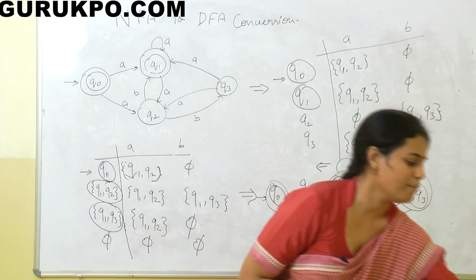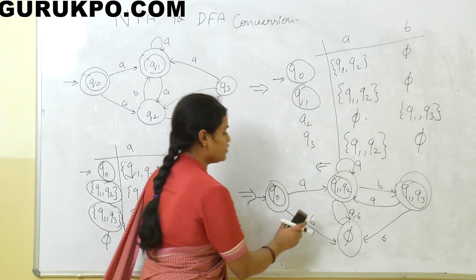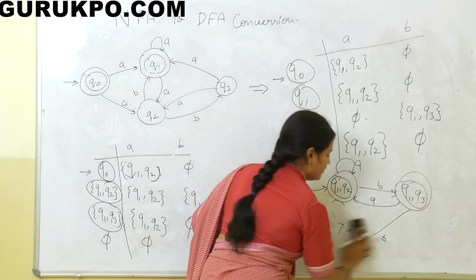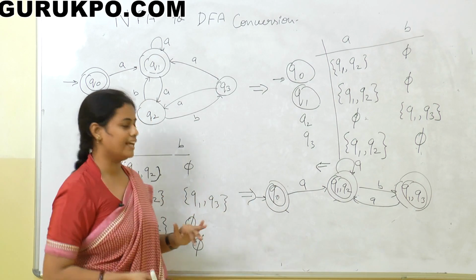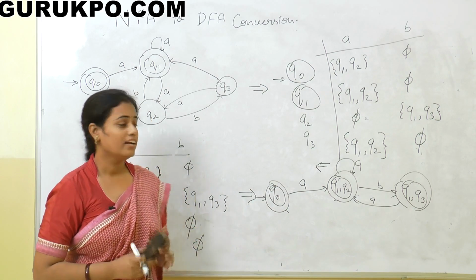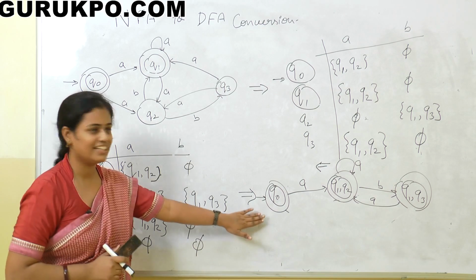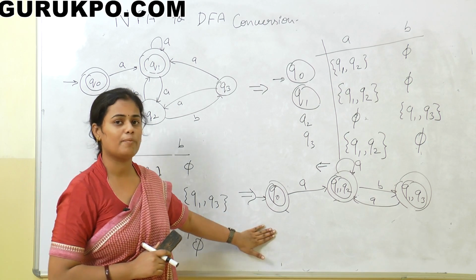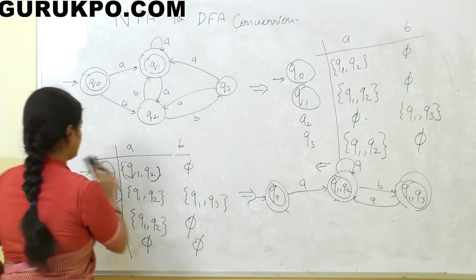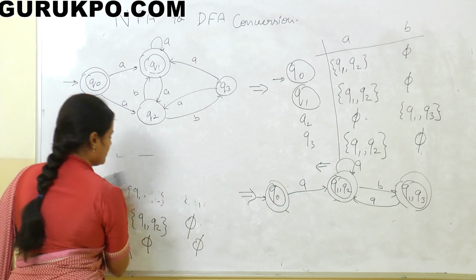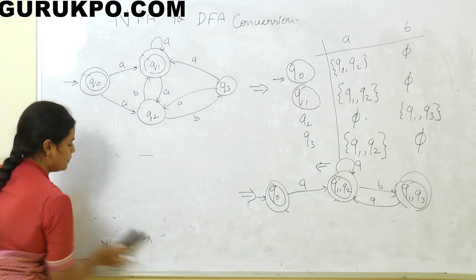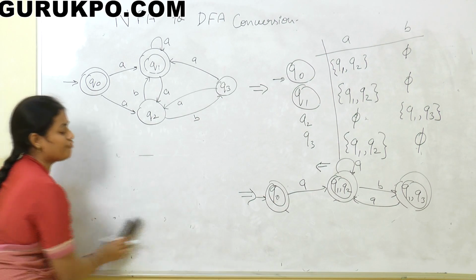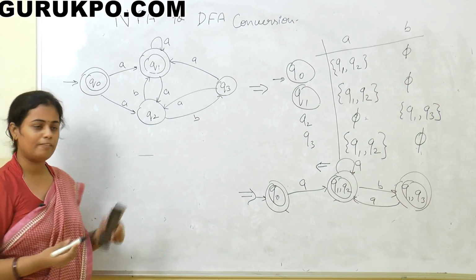In some books, you can see that this state is not considered. In that case, your question is also right. Now, what you have to do is, this is a DFA. You have to define all 5 tuples of this DFA. A DFA consists of 5 tuples. You have to mention all 5 tuples.